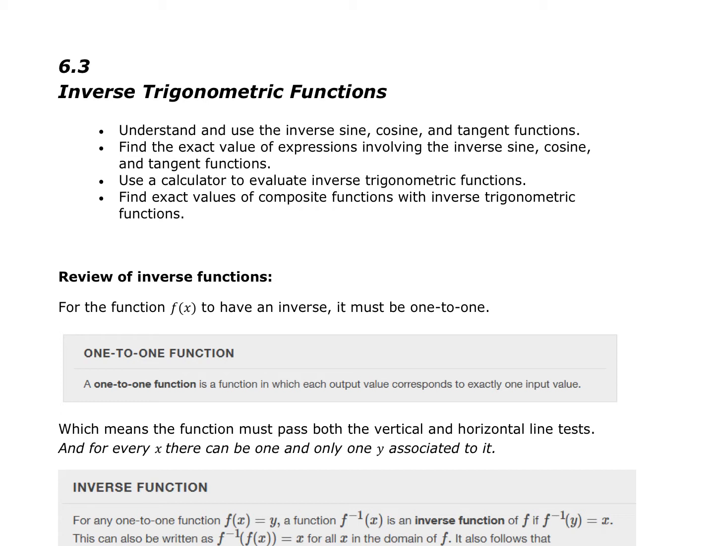Just as a review of what an inverse function is, first of all, for a function to have an inverse, it must be one-to-one. And you're like, I know that word, what does it mean? Well, it means for each output value, there's only one input value associated to it. What that means is this function must pass the horizontal and vertical line test for it to be a one-to-one function.